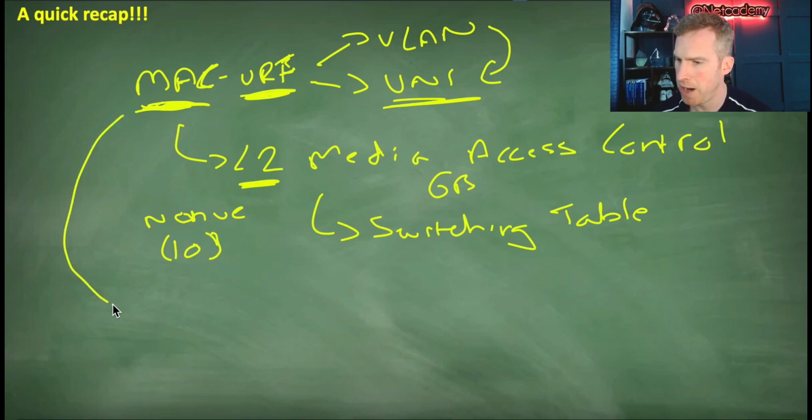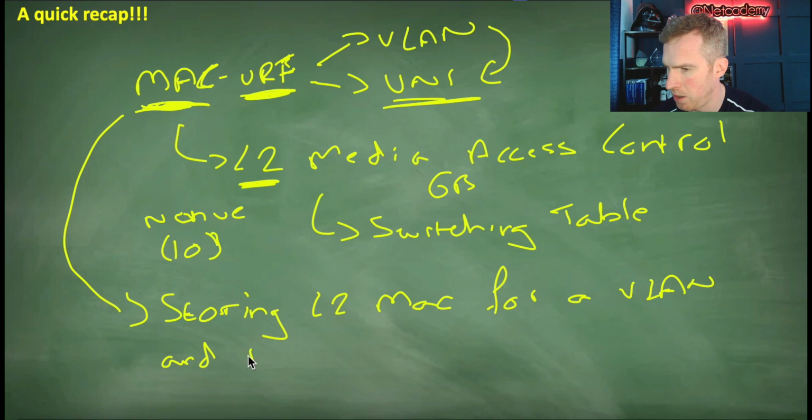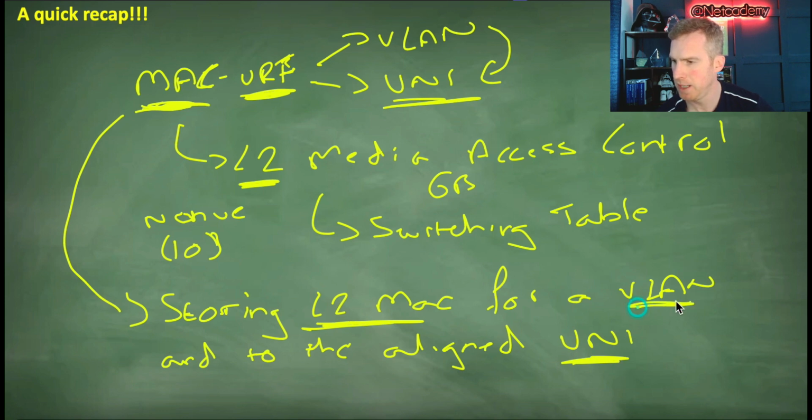So in the MAC VRF world, what this is, it's quite literally storing the layer 2 MAC addresses for a VLAN and to the aligned VNI, this is how I think of it. So that is what a MAC VRF is. It's a storage of those layer 2 MAC addresses which have a virtual network identifier aligned to it. And because every VNI has a VLAN, you're also going to see what is that VLAN.